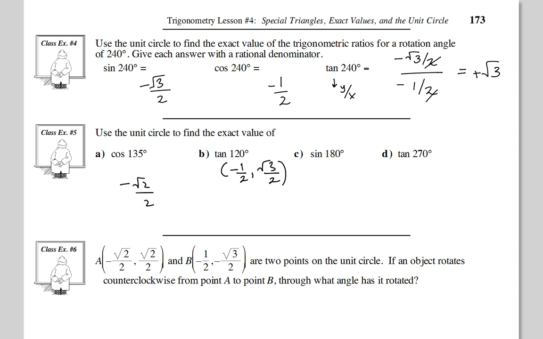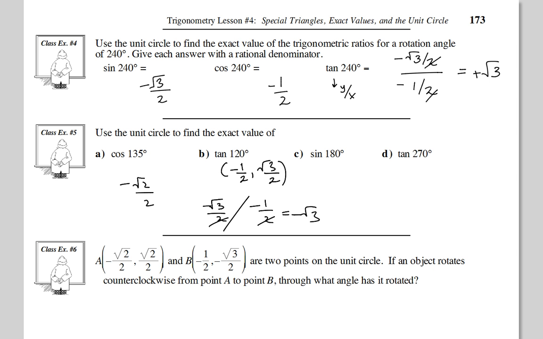For the tangent, we have to divide the y and the x. So you're going to get root 3 over 2 divided by negative 1/2. The 2's cancel and you're left with negative root 3. If you're not sure how they cancel, multiply by the reciprocal. That's how you divide fractions.